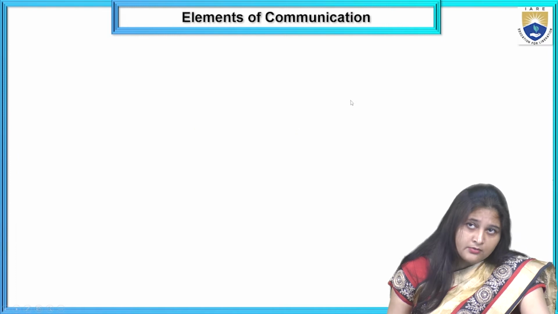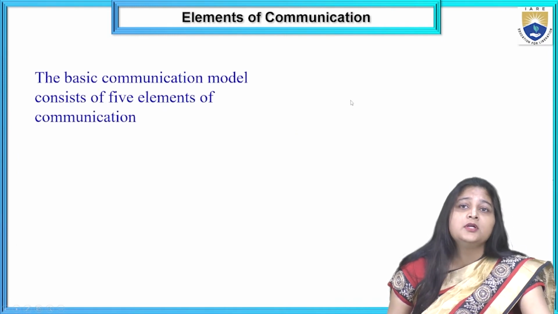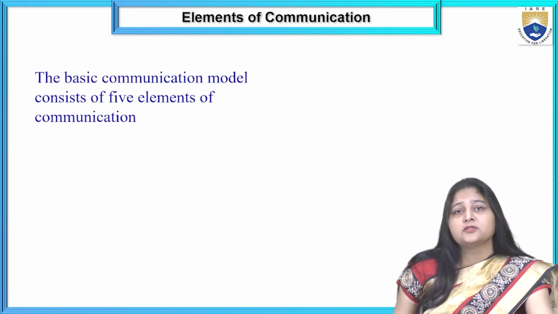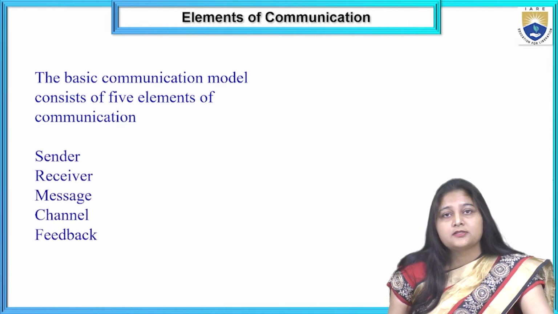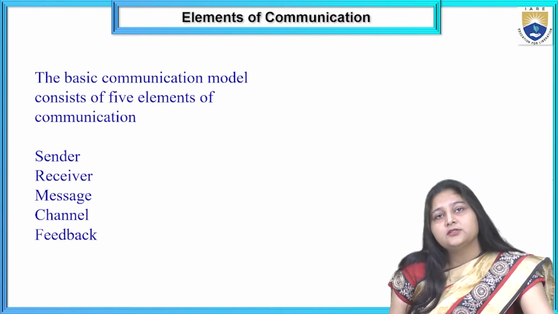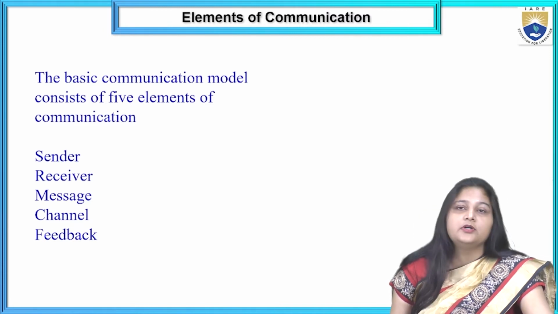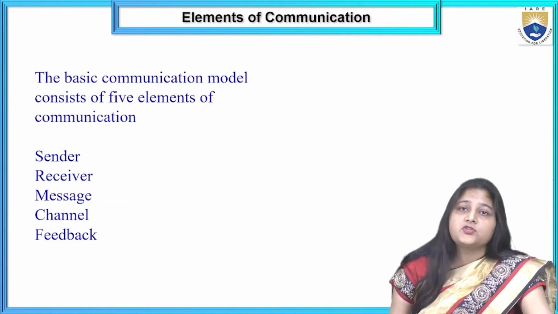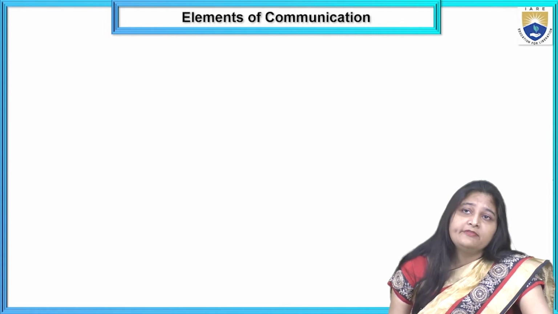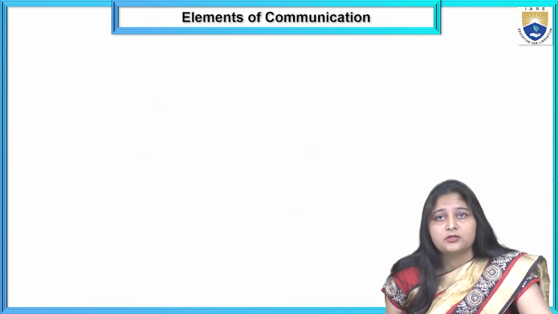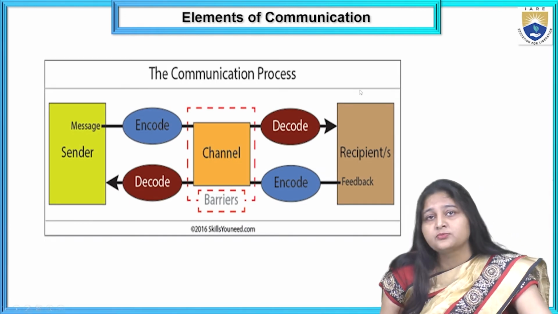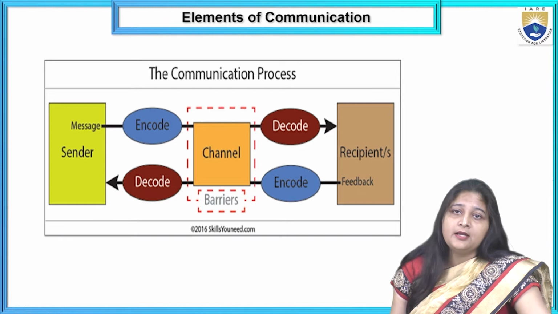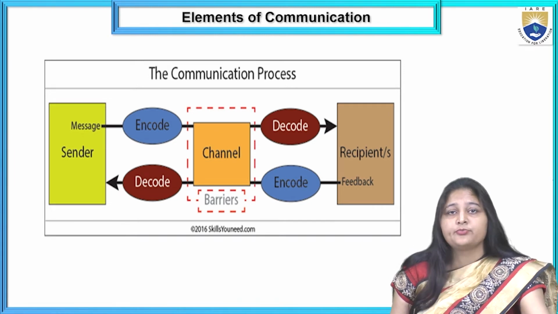What are the elements of communication? There are 5 basic elements of communication, as we all know. That is sender. We need a sender, there will be a receiver, there will be a message, there will be a channel, then we will be having feedback also. So with this picture, it is elaborating what is the communication process.